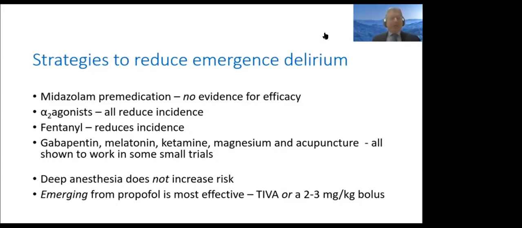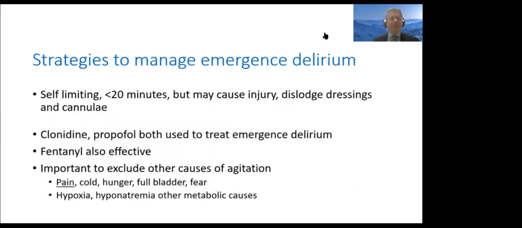It's interesting to note there's some evidence that deep anesthesia per se does not increase the risk. So if the child is run at a deeper plane during the entire anaesthetic, that doesn't increase the risk of emergence delirium. This is in contrast to some evidence in adults where it does. Emerging from propofol is the most effective way to reduce emergence delirium, whether that's by TIVA or by giving a 2 to 3 milligram per kilogram bolus at the end of the case. Note that it's important that enough propofol is given that the child emerges from the propofol rather than emerges from the volatile anaesthetic.